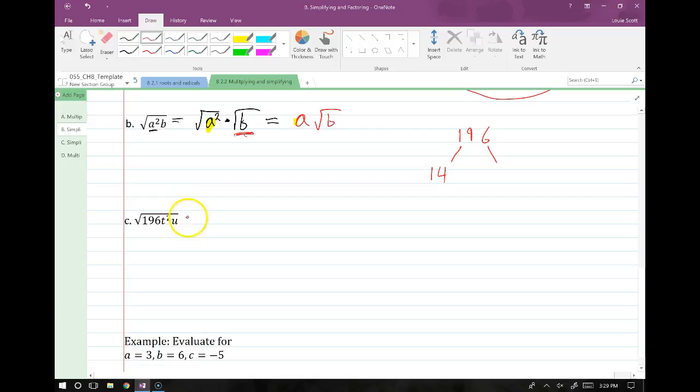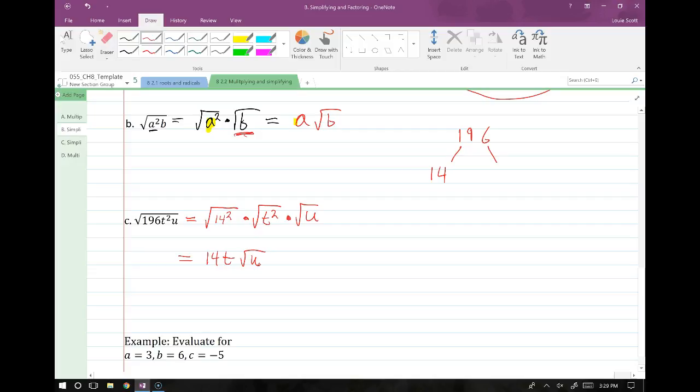Okay, so I'm going to rewrite these. My 196, I'm going to write that as 14 squared. And then I have my t squared, which I'm going to break off and get pulled out. And then I have my u. So that's 14 t root u. That's it.